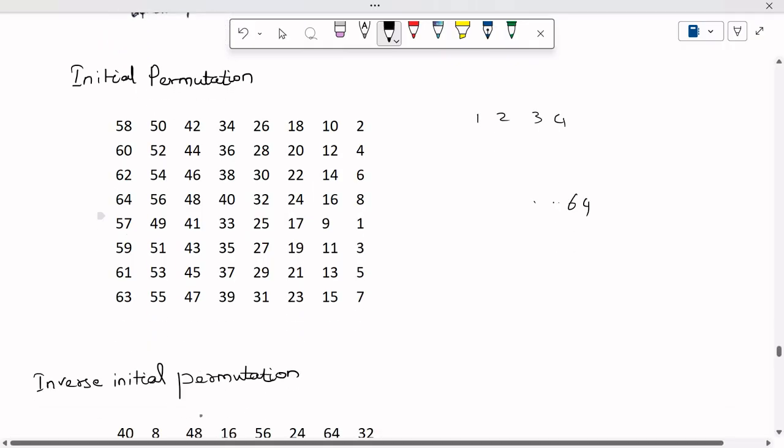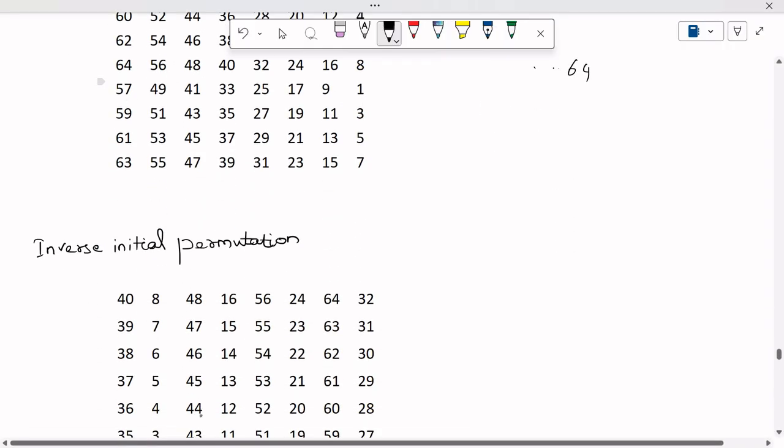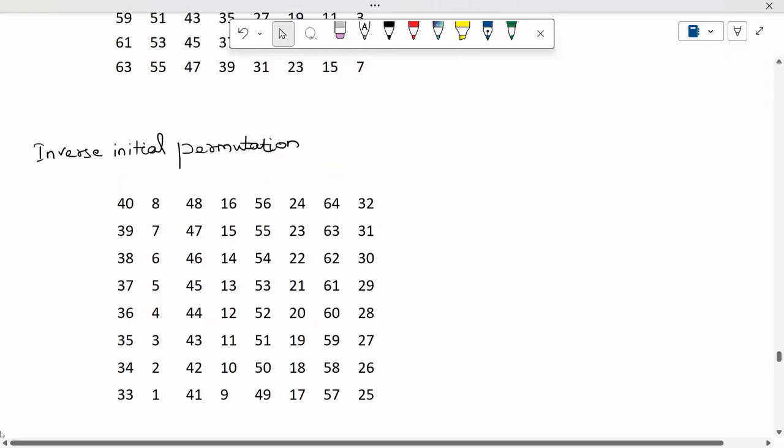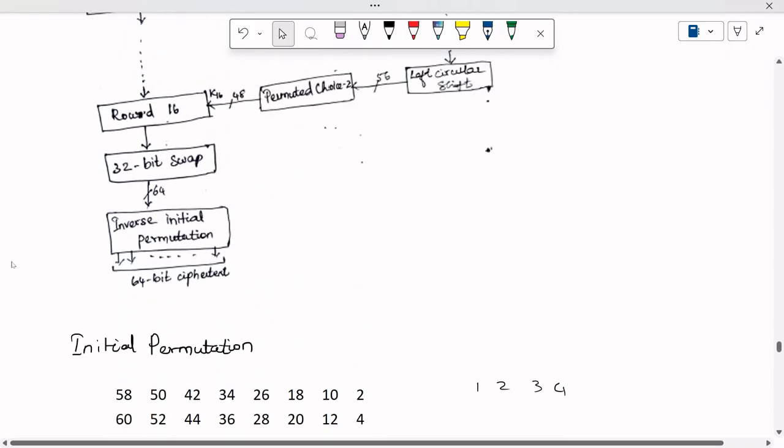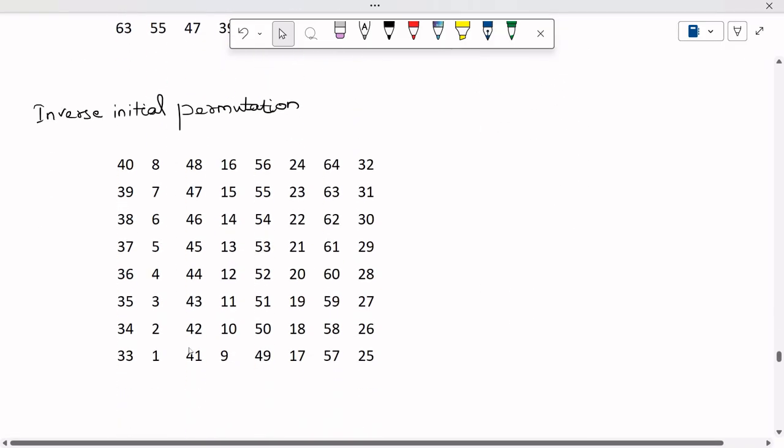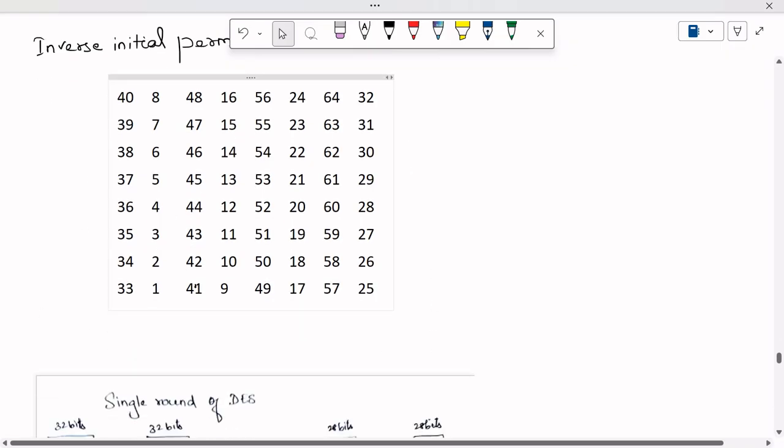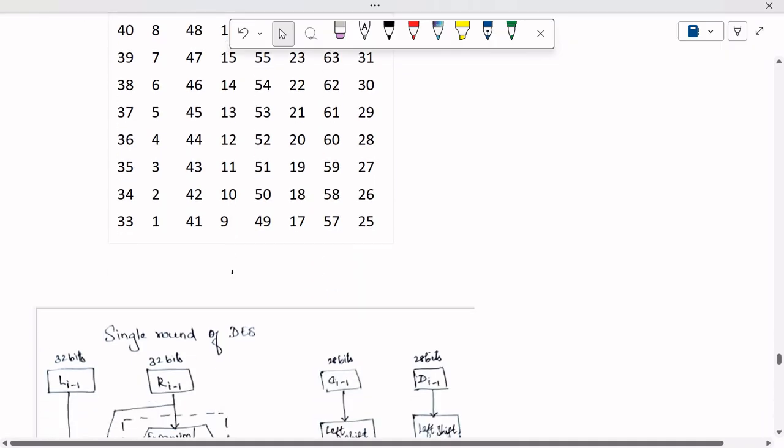So this is how the initial permutation happens, and this is how the inverse initial permutation works. After the 32-bit swap there will be a 64-bit block, with positions from 1 to 64. Those bits will go through this permutation. So just have an idea that there is an initial permutation and an inverse initial permutation. You need not memorize these positional values.